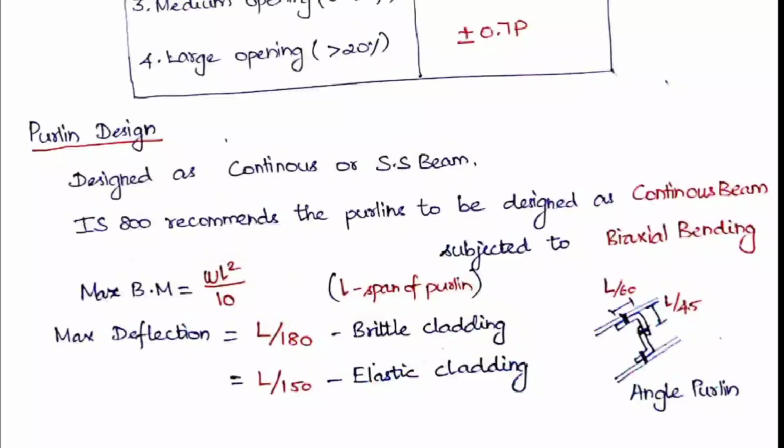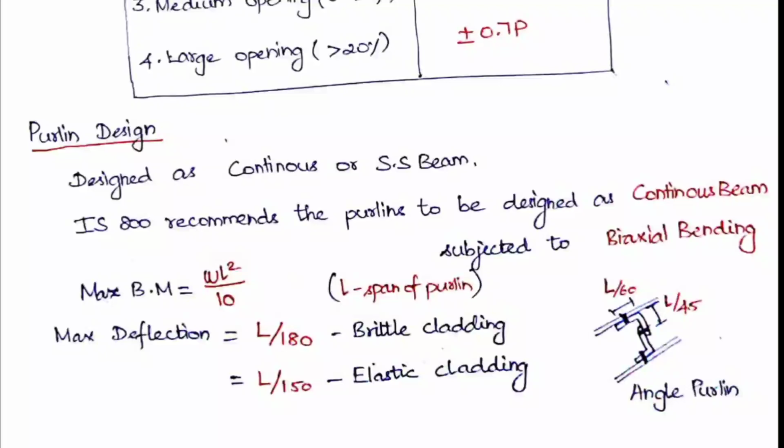And then the maximum deflection, which is important. Here the maximum deflection is L by 180 for brittle cladding and L by 150 for elastic cladding. This cladding we have seen already; it is just the covering provided above the purlin. If it is a brittle material, L by 180, and for elastic material, L by 150. This L is not the span of the roof truss. In all these formulas, it is the span of the purlin only.